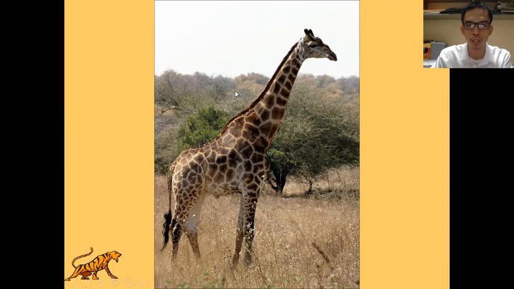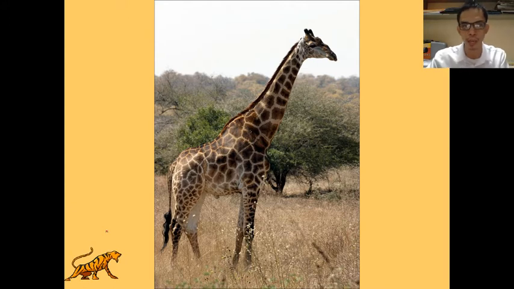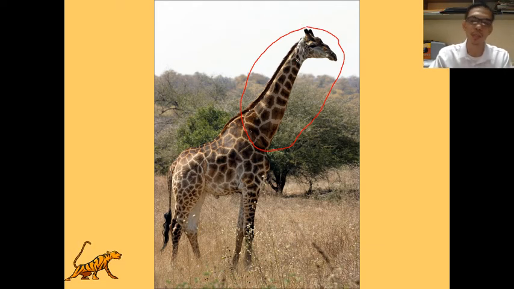Alright, so look at this giraffe. While observing the giraffe, Lamarck had an idea that the giraffe has something to do with evolution. So he asked himself, why does the giraffe have a long neck? Why do giraffes have long necks? So he just observed the giraffes and he found a particular answer for his question.